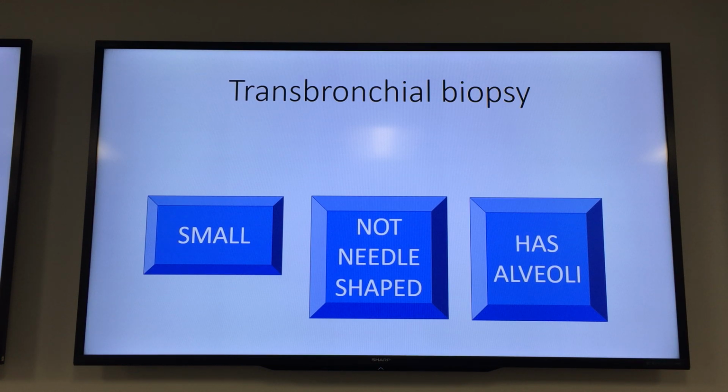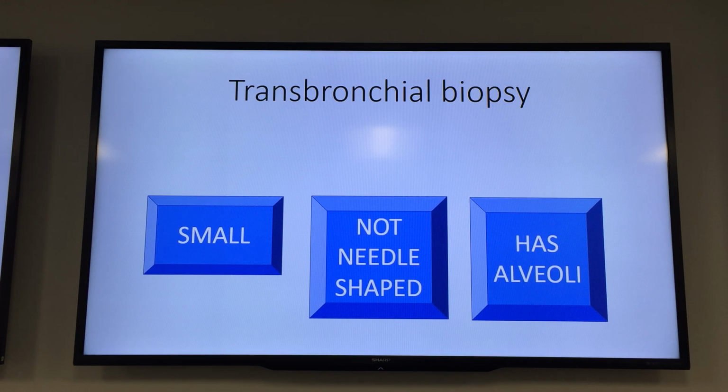Core needle biopsy, okay? That's almost like the opposite of a transbronchial biopsy, because a transbronchial biopsy is done by a bronchoscopist who goes through the bronchus and biopsies usually central lesions. A transthoracic biopsy is done by a radiologist who's using CT guidance to come from the outside and usually samples peripheral lesions. Do you understand that? Okay. So small, not needle shaped, and here's the crucial thing that separates this from the other kind of small round biopsy, which is that it has alveoli. So if it has alveoli and is small and not needle shaped, it has to be a transbronchial biopsy. There's nothing else it can be.